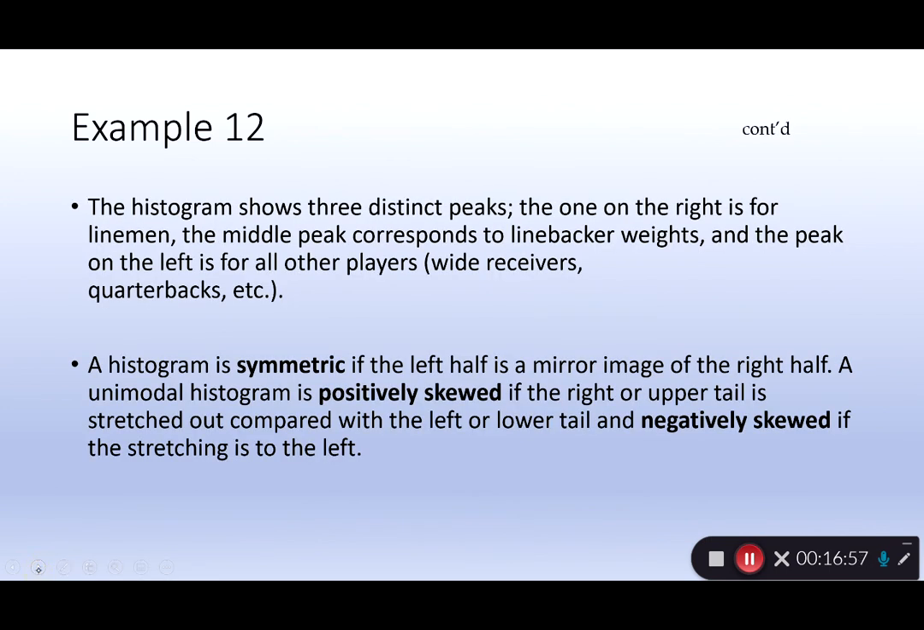All right, so let's talk about the shapes of our histogram. Our histogram is considered symmetric if the left half and the right half are mirror images. A unimodal histogram would be considered positively skewed if the right or upper tail is stretched out, and negatively skewed if it leans to the left.